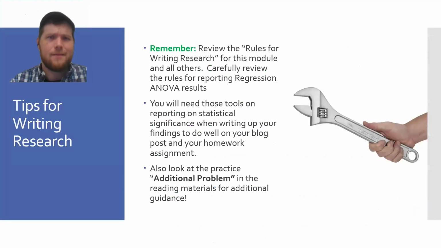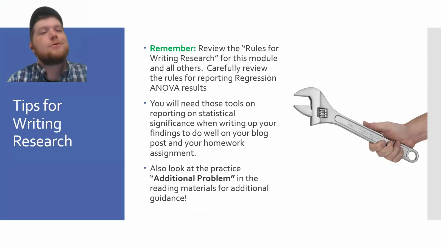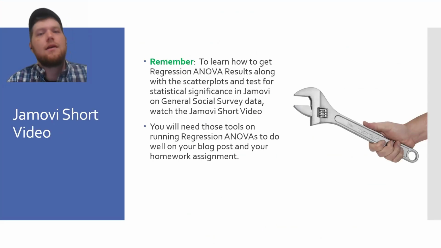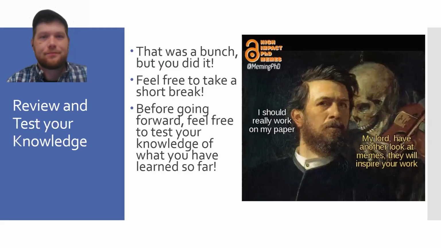Hopefully this didn't feel too bad. Remember, review the rules of writing research for this module and all others. Carefully review the rules for reporting regression and ANOVA results. Use them for the blog posts and homework. Some of you are not doing that, so make sure you do it. Also, look at the additional practice problem in the reading materials for additional guidance. To learn how to get regression and ANOVA results along with the scatter plots and test for statistical significance in Jamovi, watch the short Jamovi video. And you're going to need those tools just like always.